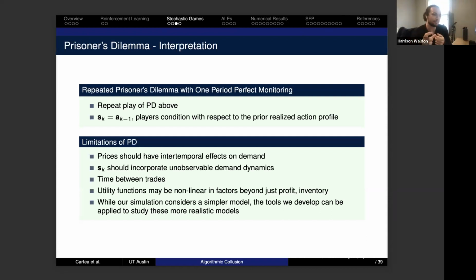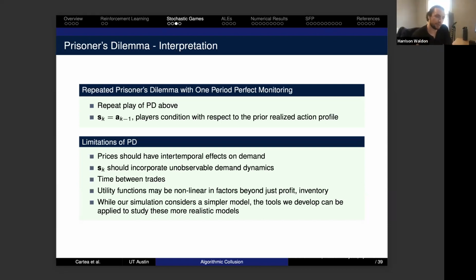So this is the state process of a given period. The state value of a given period is the vector of realized actions from the previous period. So one can think of the two competing liquidity providers, each choosing a pricing policy, which is conditional on what the opponent just did in the previous trading period.